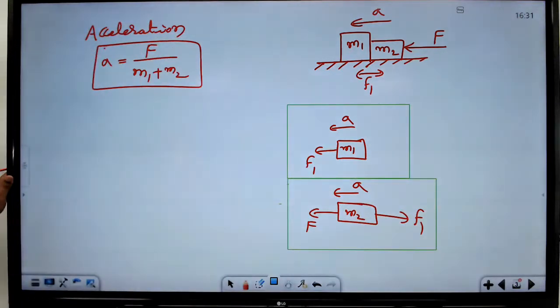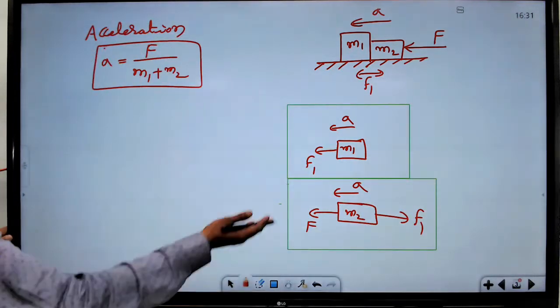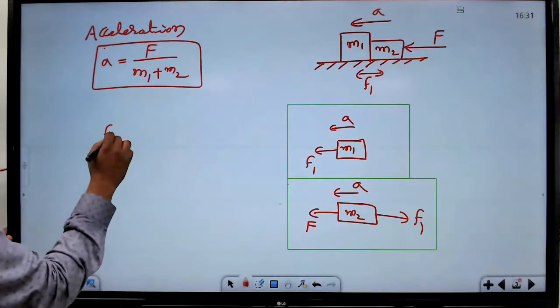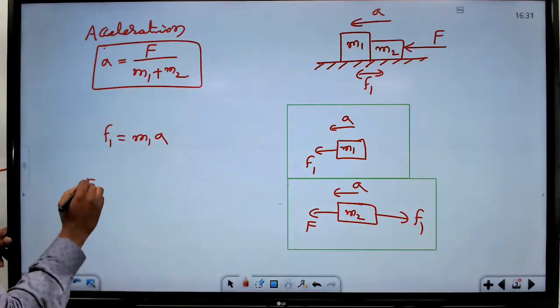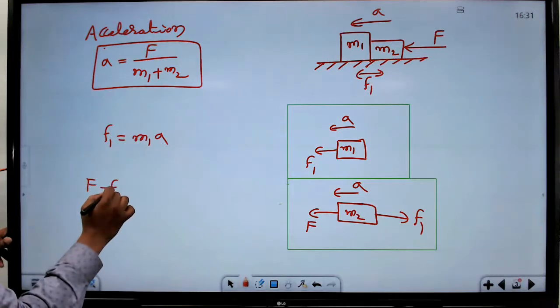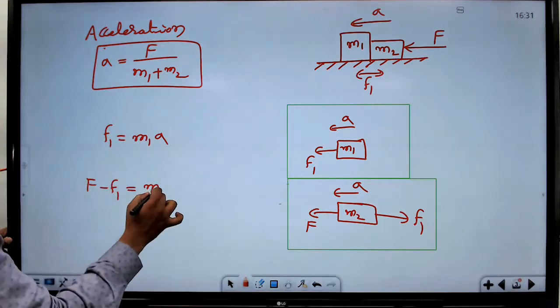The free body diagrams. Now write down the equation for this one. First one, F1 equal to M1A. Next for this one, F minus F1 equal to M2A.